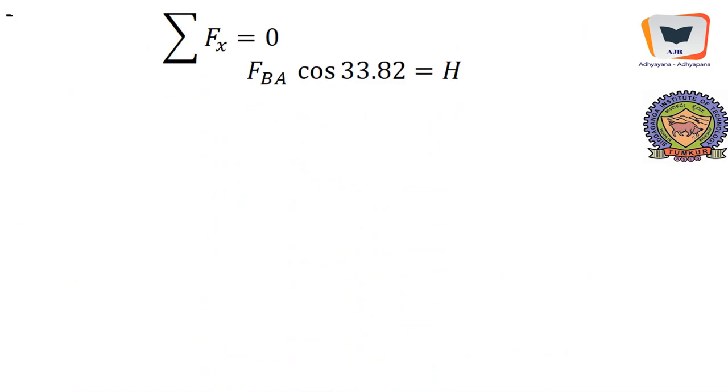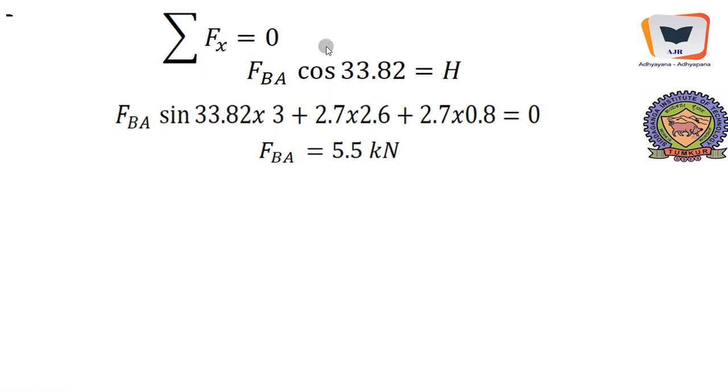We'll carefully follow that. Sigma Fx equal to 0 will give us FBA cos 33.82, the horizontal component which is acting leftwards, should be equal to H, which is the horizontal reaction acting rightwards at the hinge. And with this we cannot calculate any unknown, and we need to take moment about C. This particular equation corresponds to sigma Mc equal to 0, with C being held as the moment center.